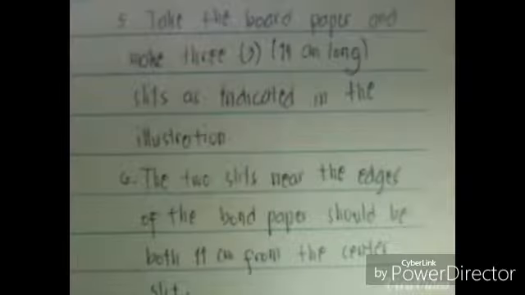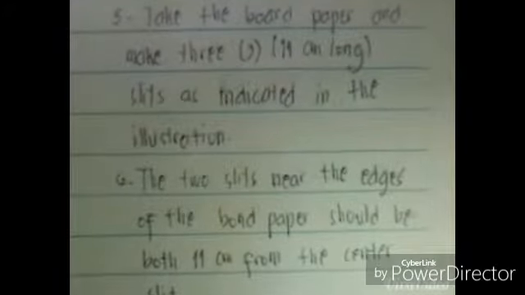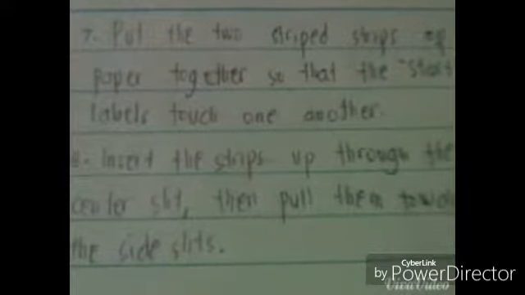Number 5. Take the board paper and make 3 11cm long slits as indicated in the illustration. Number 6. The 2 slits near the edges of the board paper should be both 11cm from the center slit. Number 7. Put the 2 strips of paper together so that the START labels touch one another. Number 8. Insert the strips up through the center slit, then pull them toward the side slits. Number 9. Insert the ends of the strips into the side slits.